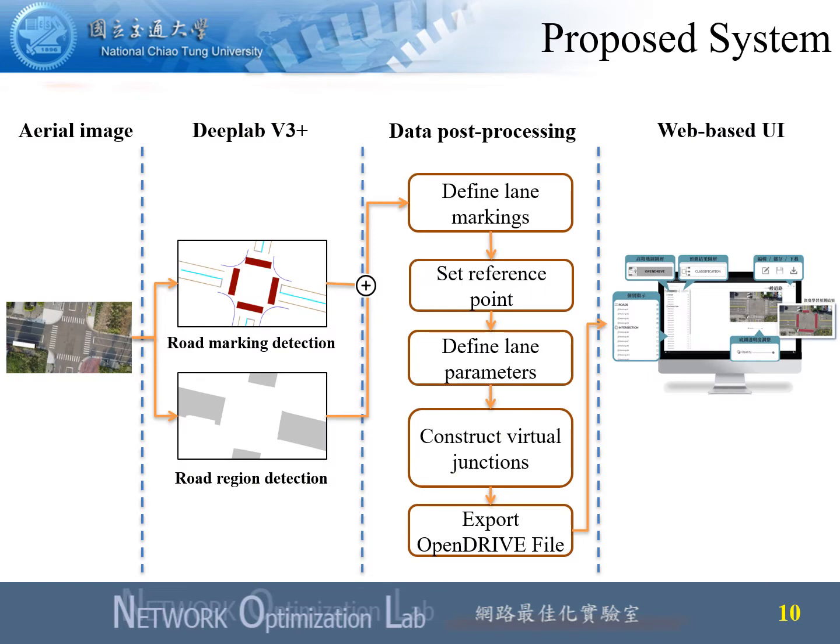This is our proposed system. An aerial image is the input of DeepLab v3+, which is a semantic segmentation model to detect road surface and road markings separately. Then the detection results will be transformed to OpenDrive format in the post-processing. The web-based UI will visualize the results and can modify and export the XML file.